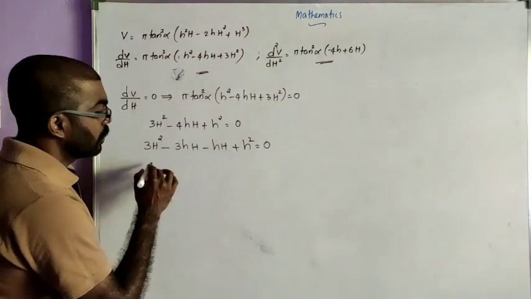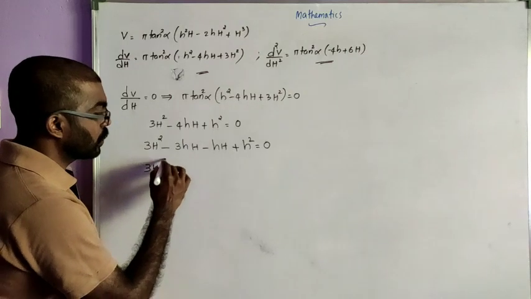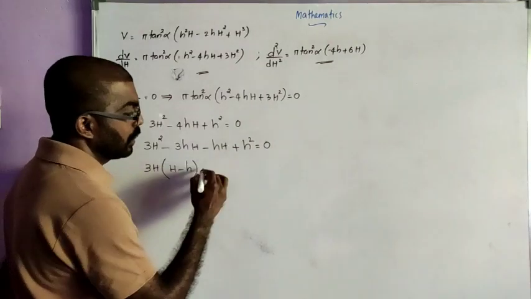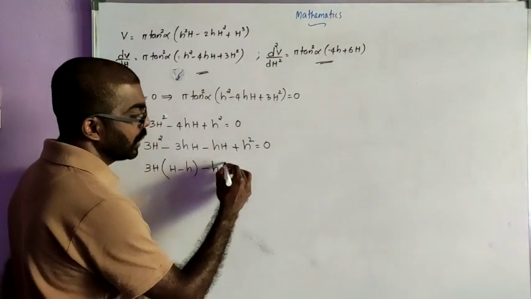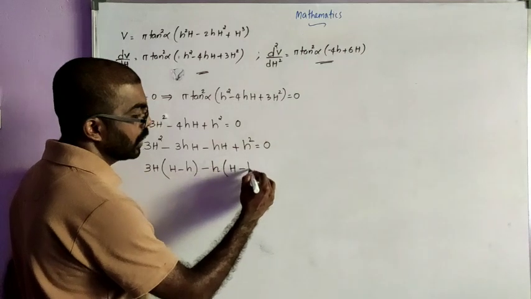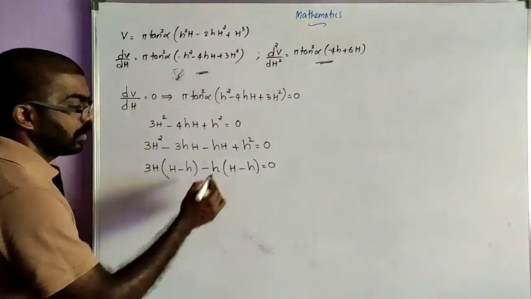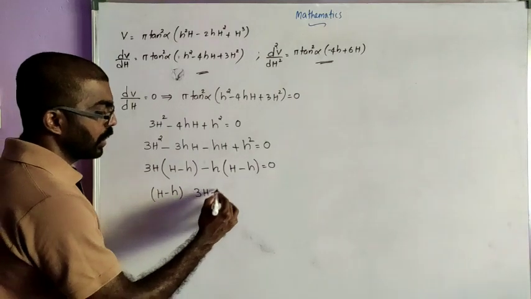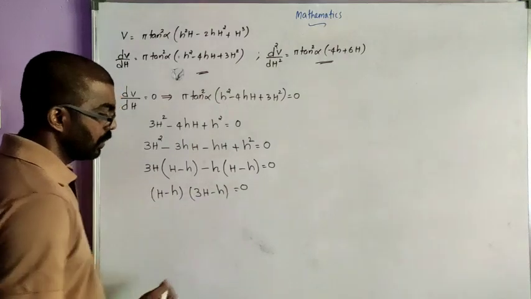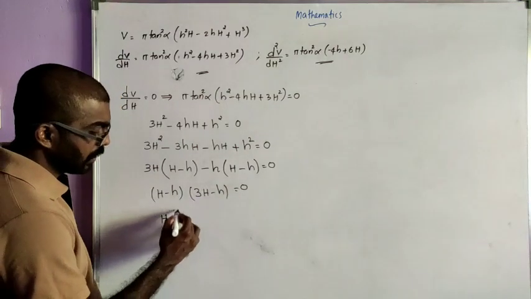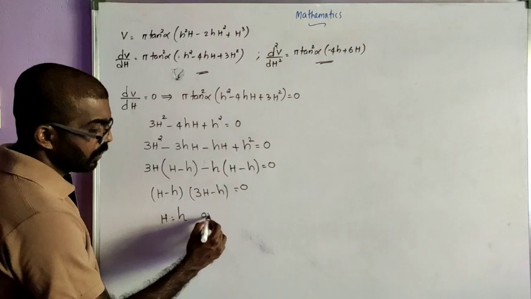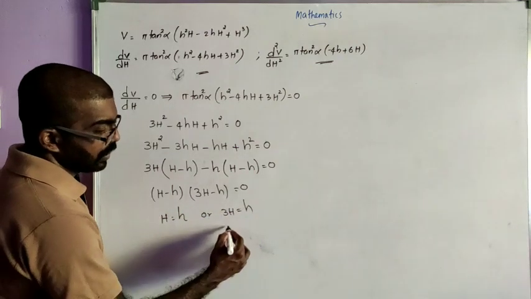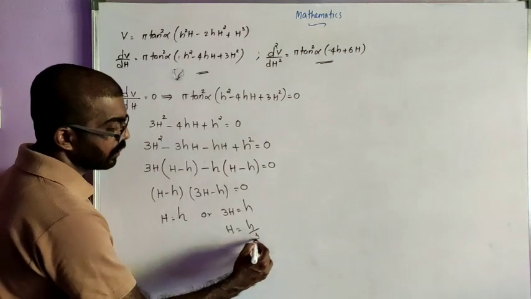Clear? From the first term we can take 3H common, the remaining is H minus small h. Here we can take minus small h common. So minus h into (capital H minus small h) equal to 0. Now overall H minus h is common. So (H minus h) into (3H minus h) is equal to 0, which gives capital H is equal to small h, or 3 capital H is equal to small h. Or we can write capital H is equal to h by 3.